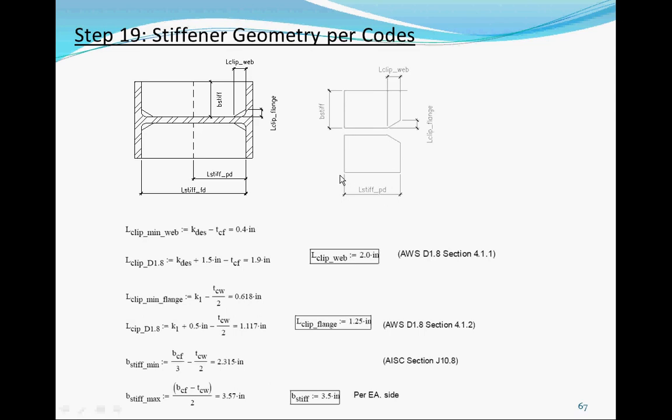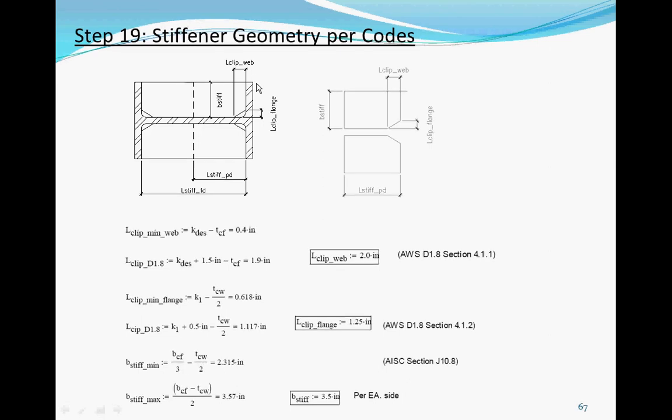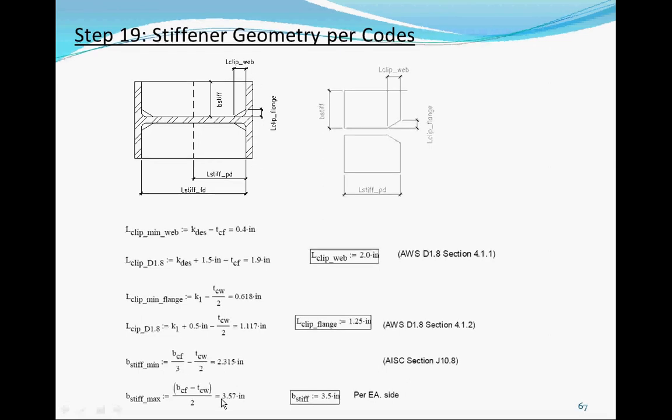How wide is this and how long is this? So the width is given by some equations in the code. The minimum from J10.8 is BF divided by 3, subtract half the web. So BF is this distance. They want you to divide by 3 and then subtract half the web width. So the minimum cannot be less than that.